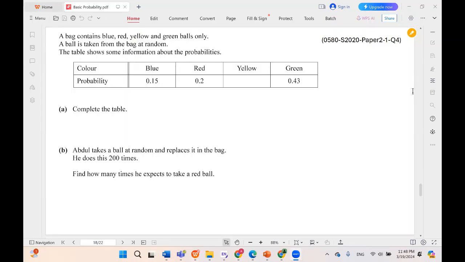A bag contains blue, red, yellow, and green balls only. A ball is taken from the bag at random. The table shows some information about the probabilities. Complete the table. So since it only contains blue, red, yellow, and green, we must understand that the sum of these 4 entries must be 1. So we can write an equation like this: 0.15 plus 0.2 plus x plus 0.43. All of this combined gives us 1.